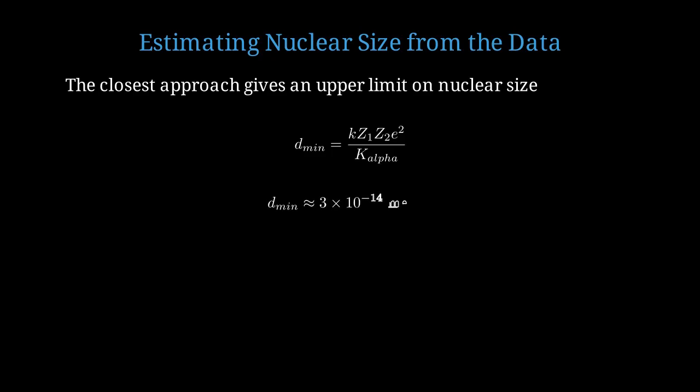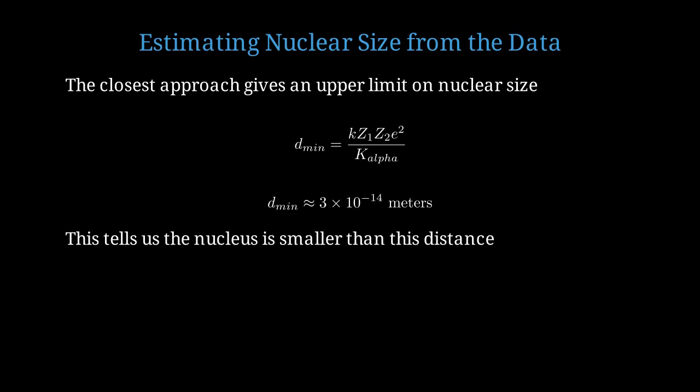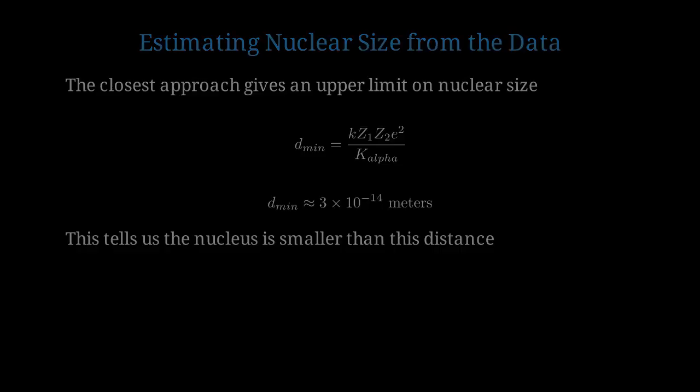For typical alpha particles with kinetic energy around 5 mega electron volts scattering off gold, this gives about 3 times 10 to the minus 14 meters. This tells us the gold nucleus must be smaller than this distance. Modern measurements show it's about 7 times 10 to the minus 15 meters.